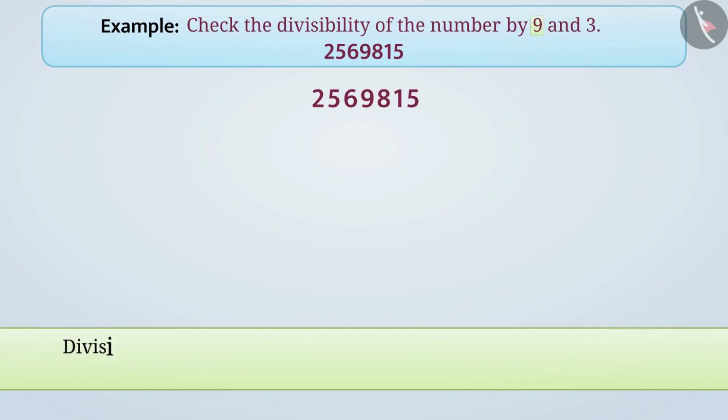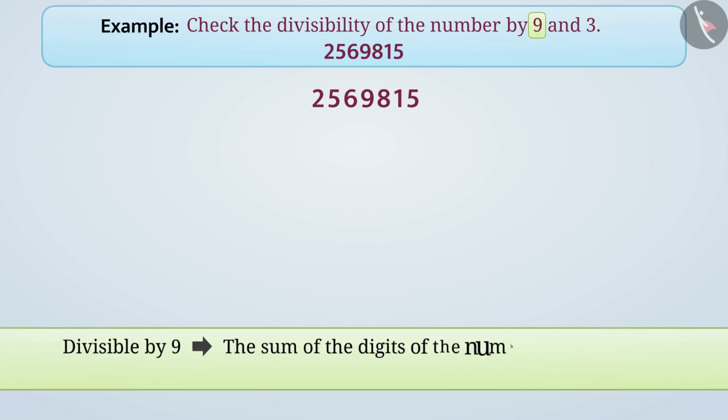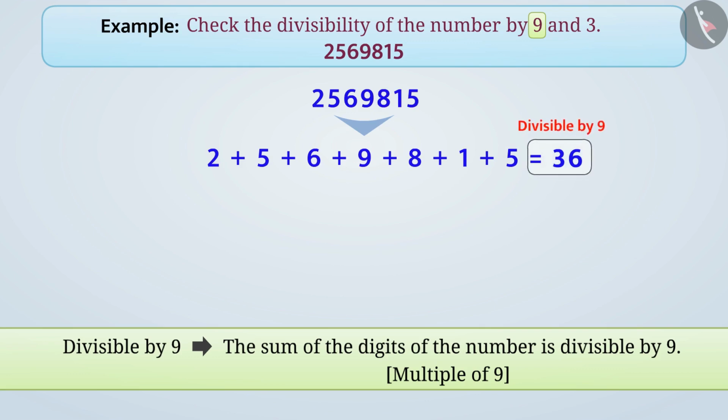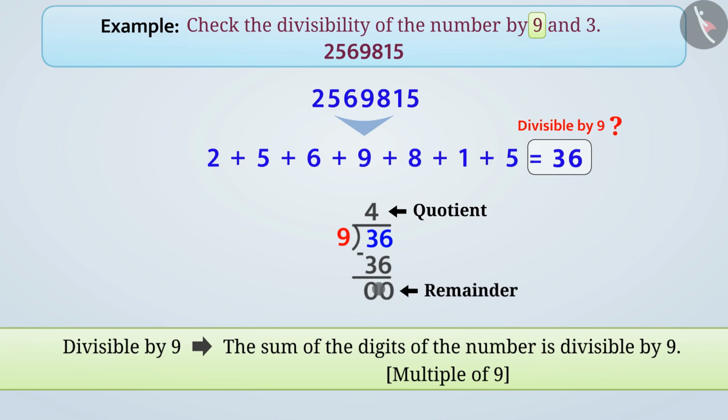Any number is divisible by 9 when the sum of the digits of the number is divisible by 9, that is, a multiple of 9. Therefore, to check the divisibility of the number by 9, we will sum the digits of the number. Here, 2 plus 5 plus 6 plus 9 plus 8 plus 1 plus 5 is equal to 36, which is the sum of these digits. Is 36 divisible by 9? Dividing 36 by 9 gives us quotient 4 and remainder 0. Since the remainder is 0, 36 is divisible by 9.